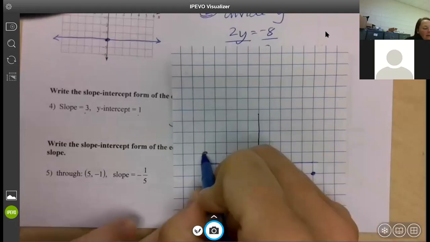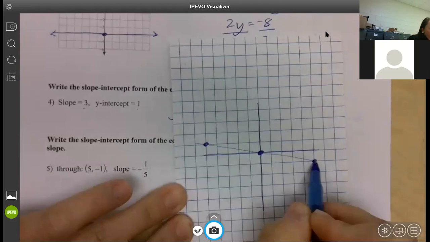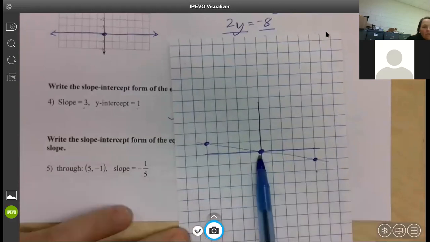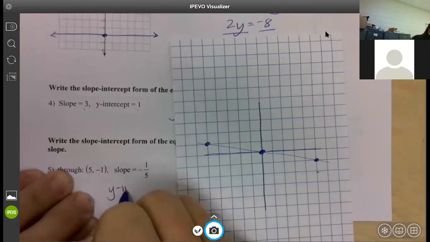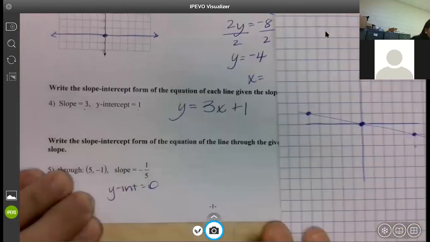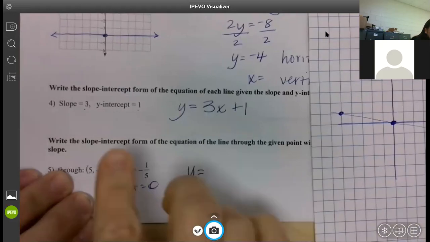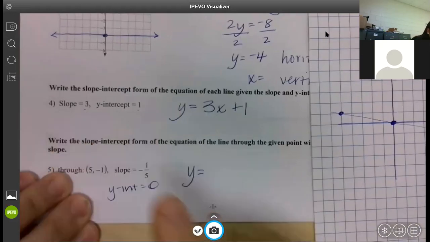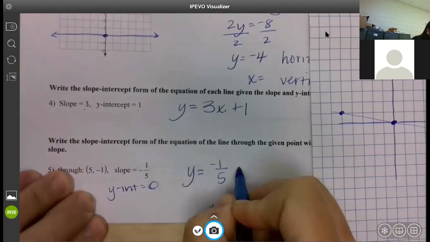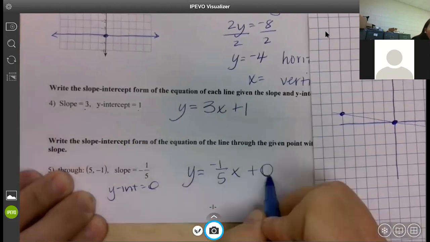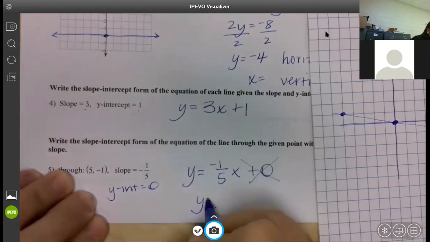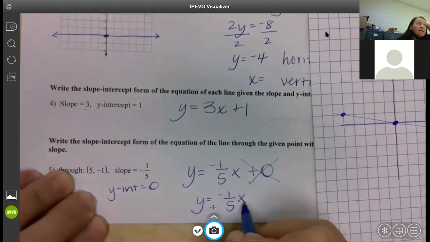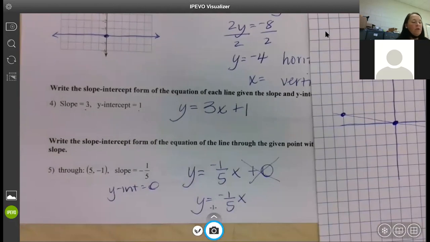And from here, I can get the equation of my line, because where did we start? We started at 0. So our y-intercept is 0. That means our equation, just like the first one, our slope is -1/5. We put an x with it. Our y-intercept is 0, but they will not put the 0 on it. So your answer should be -1/5 x. Any questions? Everybody okay with page 1 and graphing?